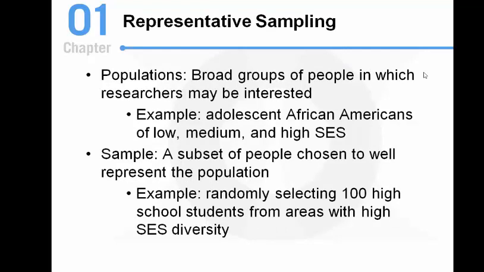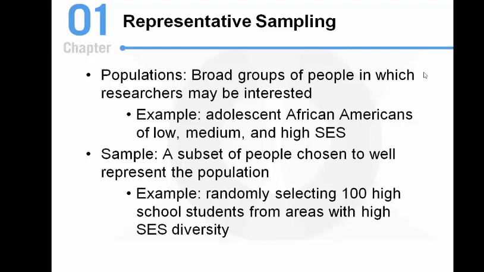Alright. Now, we also need to find people to be in our research study. And so this is where we need to compare and contrast a population and a sample. So a population would refer to all the people that you're interested in studying. So this gives an example. Your population might be adolescent African Americans with all different socioeconomic status. Now, that could be your population. If you're doing research on relationships, then your population might be all married couples, for example. Or if you're doing research on college students, you might have a population of all students enrolled at MUW.